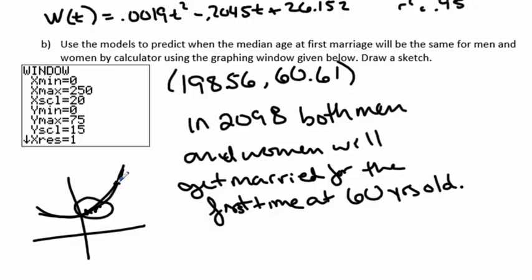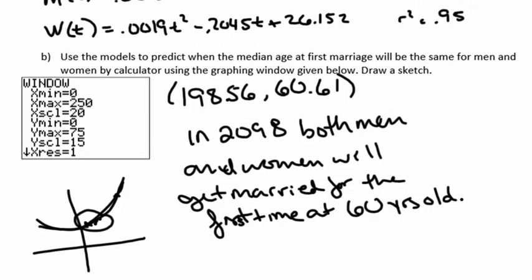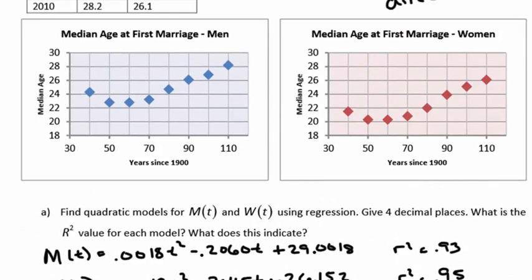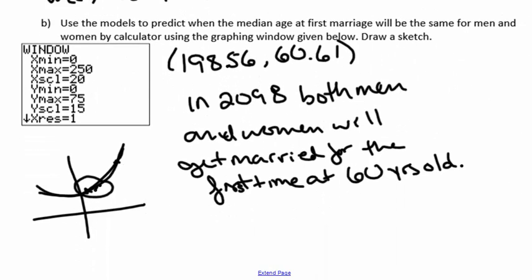Now, since the intersection was so far away from where the data was clustered, this is an extrapolated guess and it doesn't seem very realistic. Okay, so that's what the model has predicted. It's quite a far distance into the future, so the model may have given us something that doesn't make sense. That's it for this section.